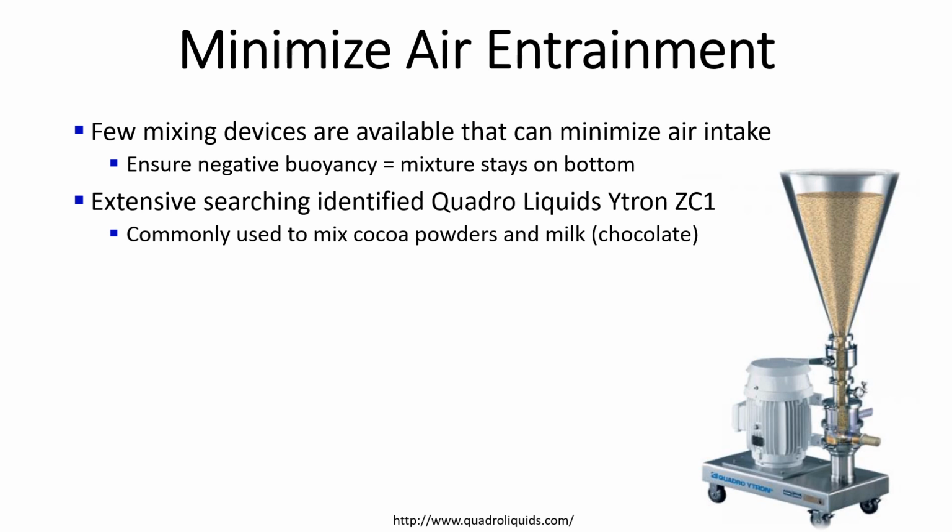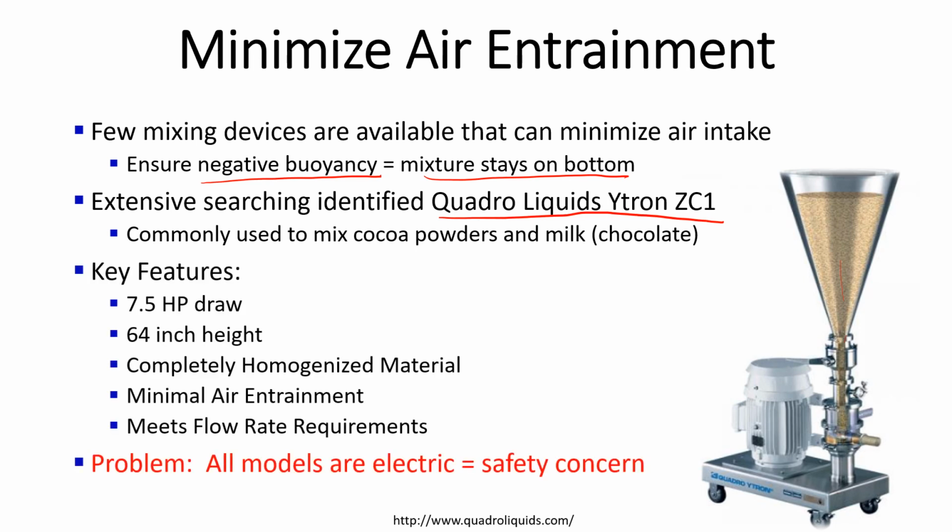Among the first challenges is to locate mixing devices that can minimize air intake and thereby minimize buoyancy in the mixture itself, to ensure that it sinks to the bottom of the enclosure. Among the few mixing devices that could do this was the Quattro Liquids Ytron ZC1, which is used to mix chocolate in various chocolateries. It breaks down cocoa powders and avoids entraining air, which would make the chocolate overly bubbly.